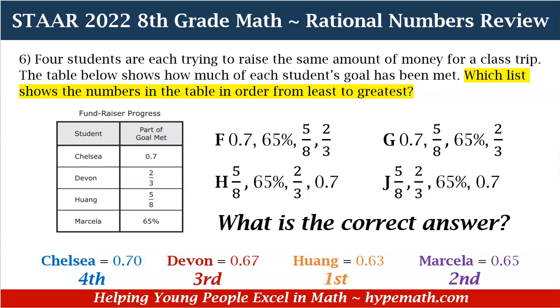Okay, so we're going to look over at our chart and we see that 65% should be the second number. Next is Devin. We're looking at the chart. We see that Devin is 2/3. And last or fourth is Chelsea, and her number is 0.7. Now, do you see the answer out of our answer choices? The only ones we really need to pay attention to are H and J.